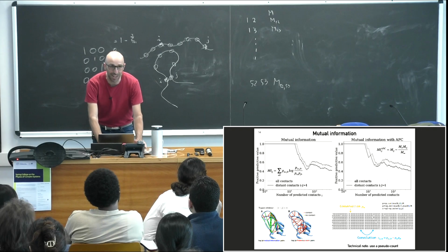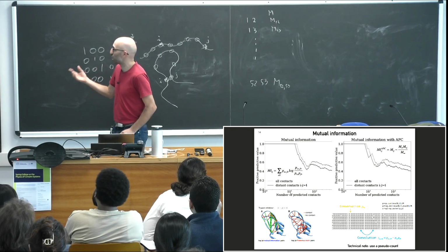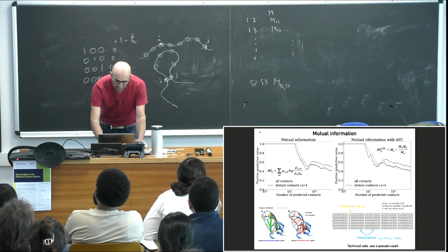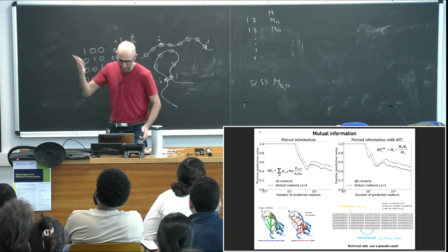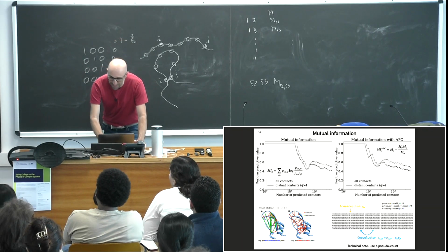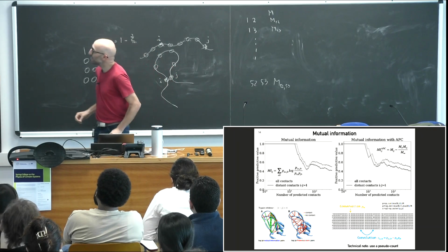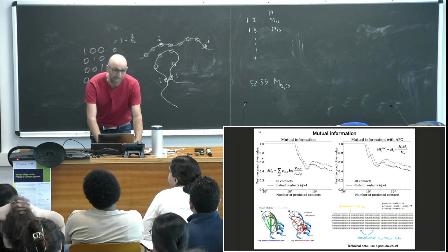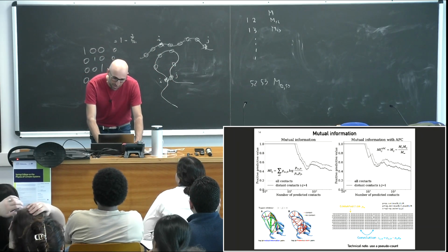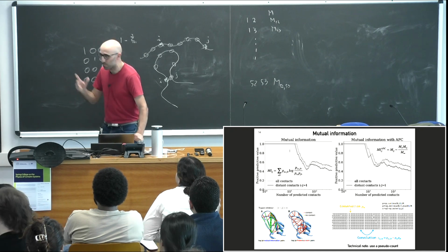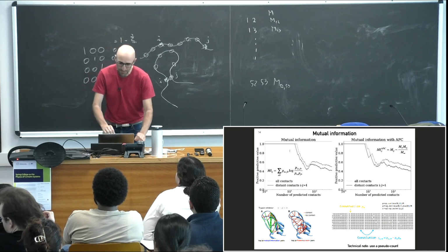So the x-axis here is the number of pairs that have the biggest M. So for example, when it is 10 here, you are taking the 10 pairs with the biggest mutual informations. And what is on the y-axis is the fraction of those pairs that correspond to contacts, okay?